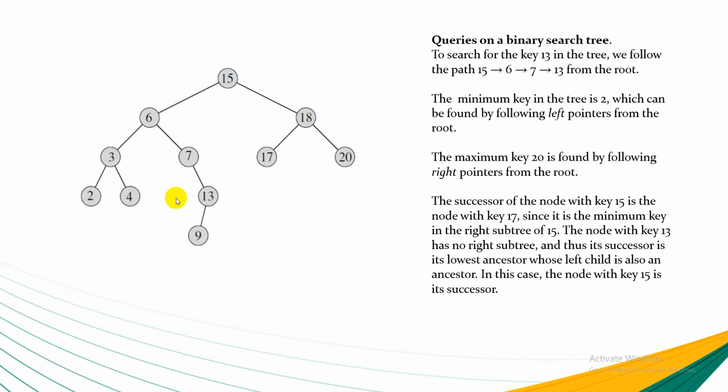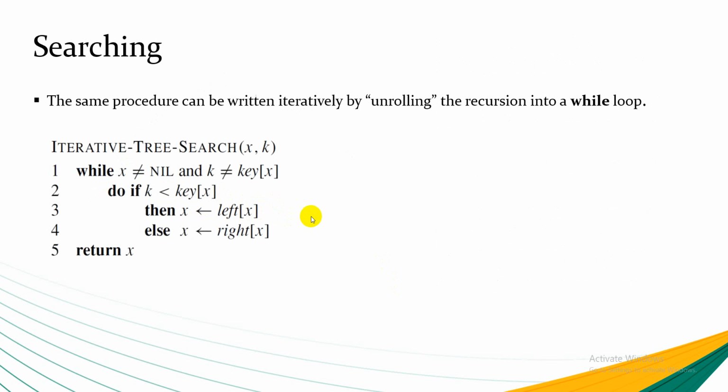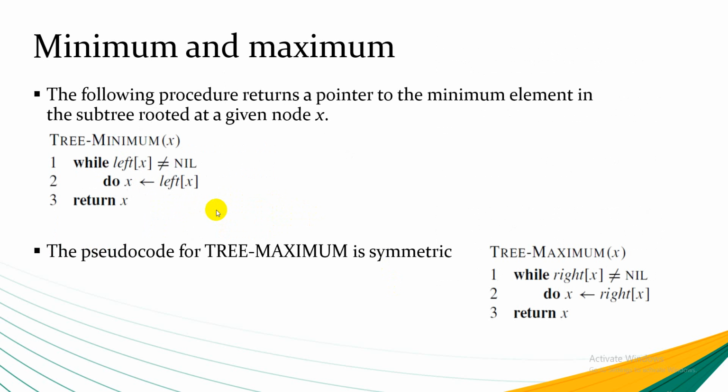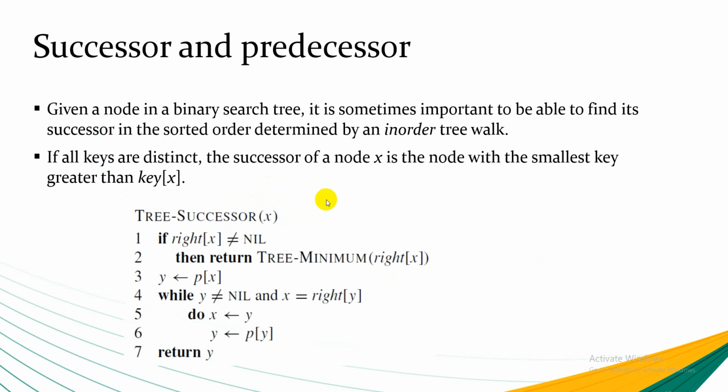So it's either: if there is a right child or right subtree, then we will find the minimum of this right subtree, and this will be the successor. And if there is no right subtree, we just go up until we find a parent or a grandparent that we are at the left of. Okay, and this will be the successor. And this is the algorithm.